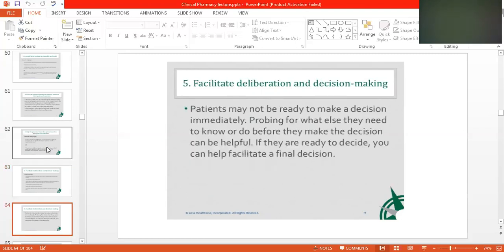The patient may not be ready to make a decision immediately. Probing for what else they need to know or do before they make the decision can be helpful. If they are ready to decide, you can help facilitate the final decision.